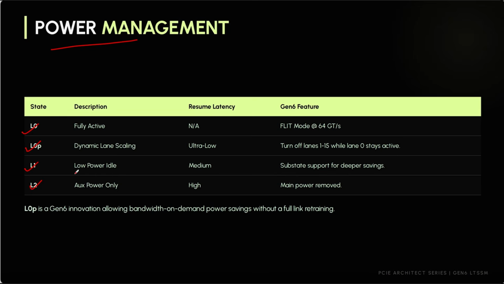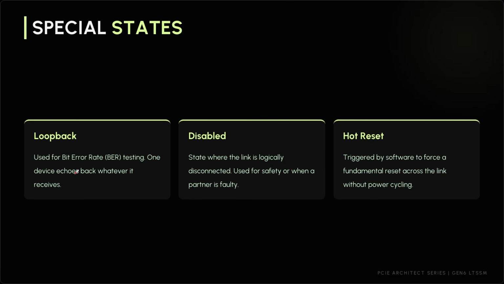Apart from the normal operation, LTSSM also controls some special purpose states, that is nothing but loopback, disabled and hot reset. So these three are the special states. Loopback is used during testing. Received data is transmitted back to the sender. Disabled indicates the link has been logically disconnected, whereas hot reset allows the software to reset the PCI connection without power cycling the entire system. So these states are frequently encountered during validation and silicon bring up.